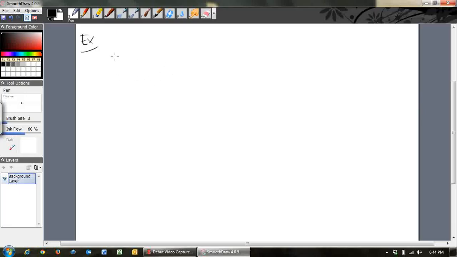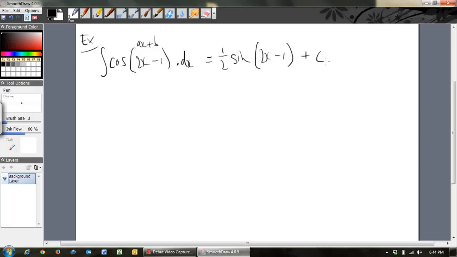So I'll just do a handful of examples to give you an idea of what we're talking about. If you're asked to figure out the integral of cos 2x minus 1 dx, if you look at your formula sheet, this is in the form cos of ax plus b. So cos goes to sine, you leave the inside as it is, and you divide by a, so it'll be half of that plus c. It's easy, you just need to follow the rules.